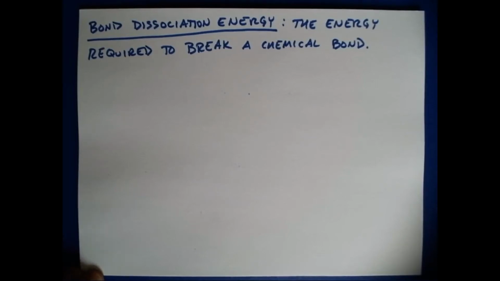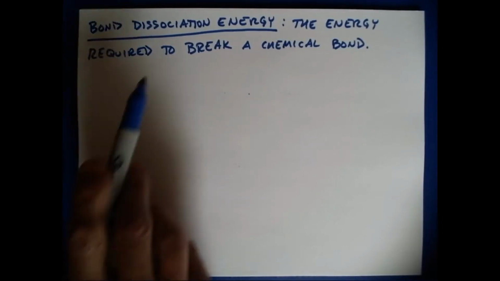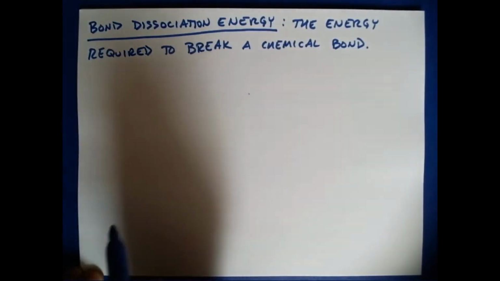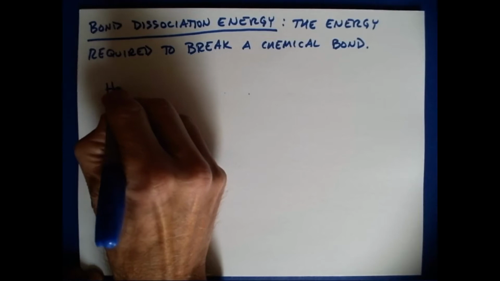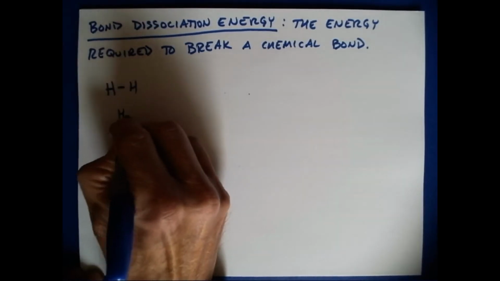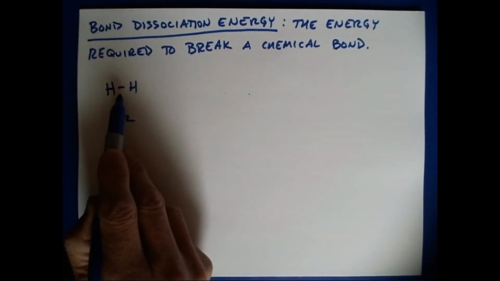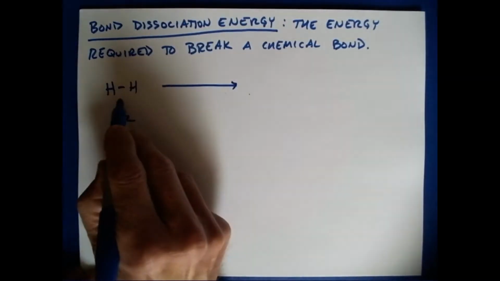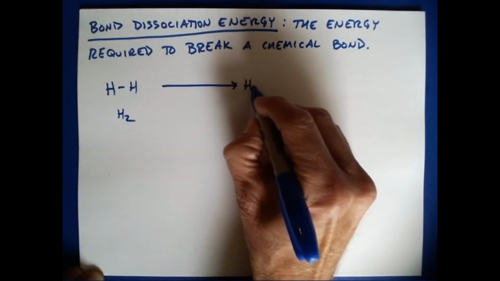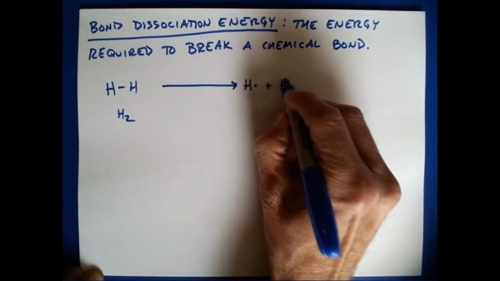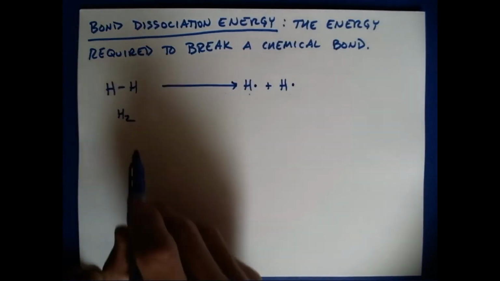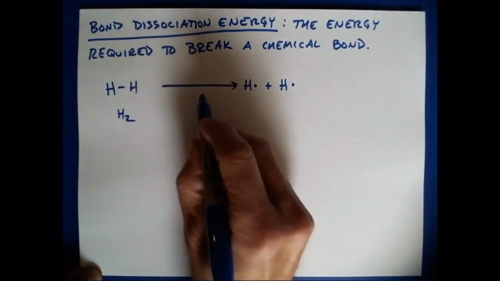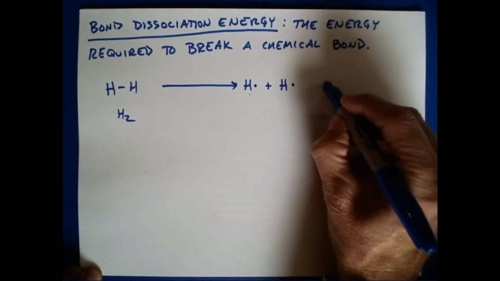Okay, we're going to discuss bond dissociation energy, which is the energy required to break a chemical bond. So if we imagine the H2 molecule, which is two hydrogen atoms connected by a single bond, if we would like to break this molecule into two single hydrogen atoms, that's going to require the input of energy. So that means, in a sense, that this process is going to be endothermic.